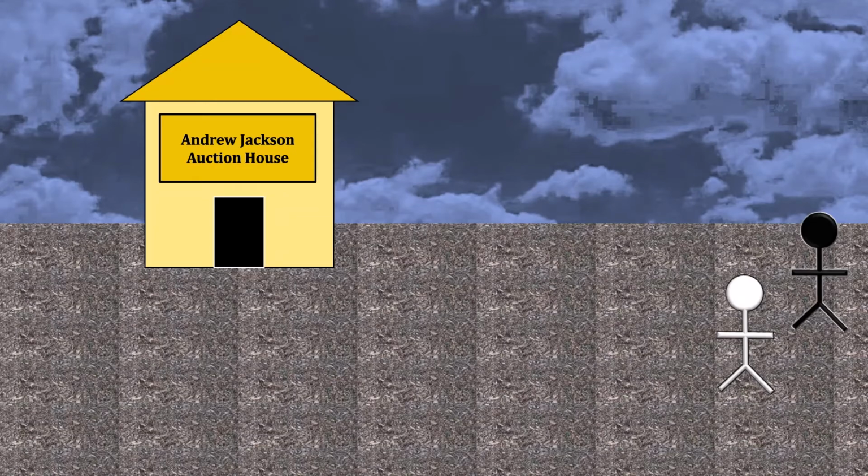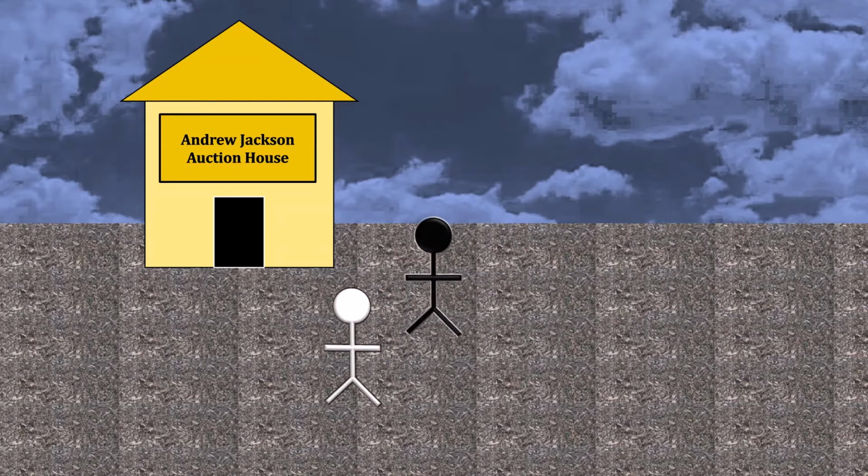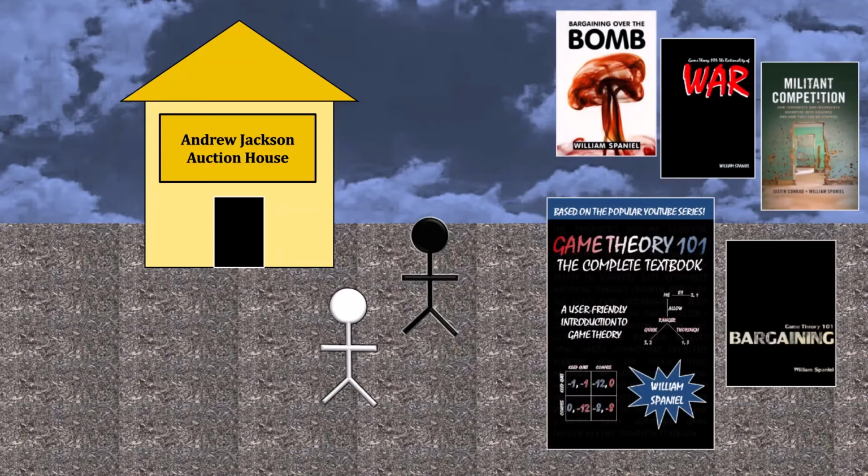One day, you and a stranger walk past the Andrew Jackson auction house, and you are excited to learn that they have an opportunity for you. Today, they will be auctioning off the collected works of William Spaniel. The way the auction works is like this.